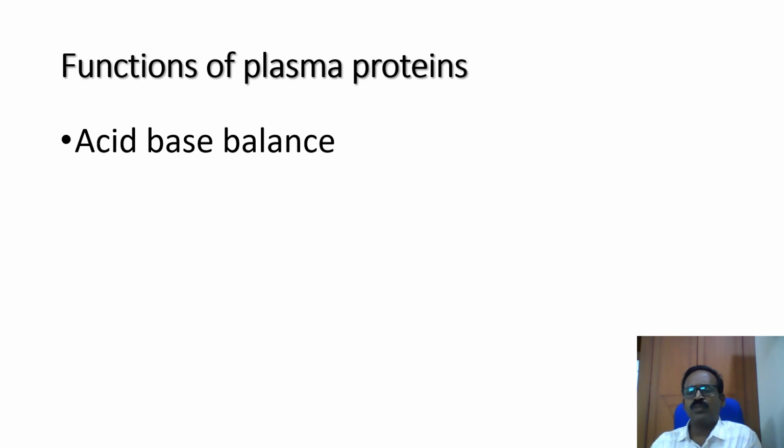Other most important function of the plasma protein is that it maintains the acid base balance. It maintains the normal pH around 7.4. So it acts as an important buffer mechanism during acidic conditions and alkaline conditions. So it maintains the acid base balance, keeping the pH range around 7.4.